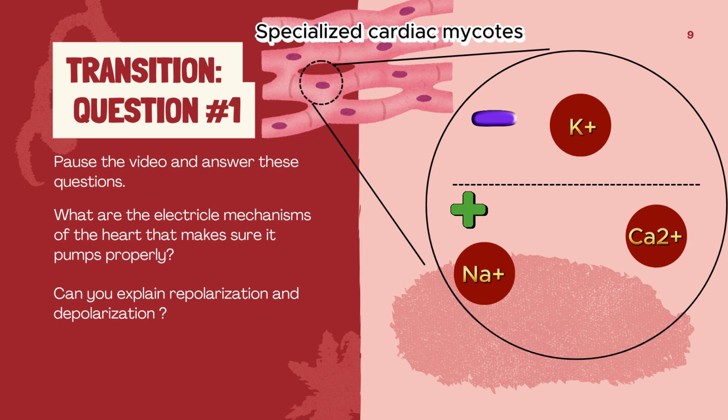When the heart is building up to contract, calcium and sodium are actively moving into the cell. This causes the cell to become positively charged, while potassium is moving to the outside of the cell. It causes the outside of the cell to become negatively charged. This is called depolarization. Just a sidebar, this electrical activity is only happening in the specialized cardiac myocytes.